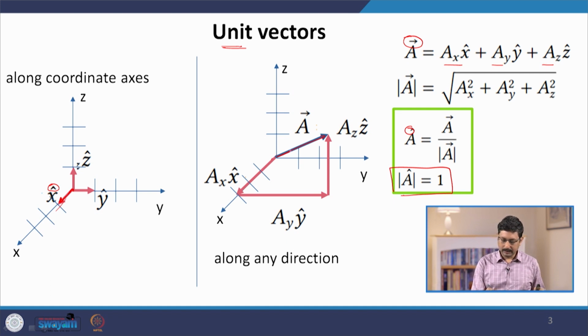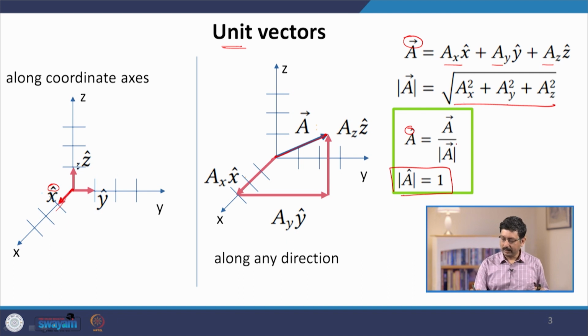Then the magnitude of the vector is given by this formula. If you know the components of the vector Ax, Ay and Az, then it is a simple application of the Pythagoras rule that the magnitude of the vector, that is the distance between the tail of the vector and the head of the vector, is given by the square root of Ax square plus Ay square plus Az square. Here the tail of the vector is situated at the origin.